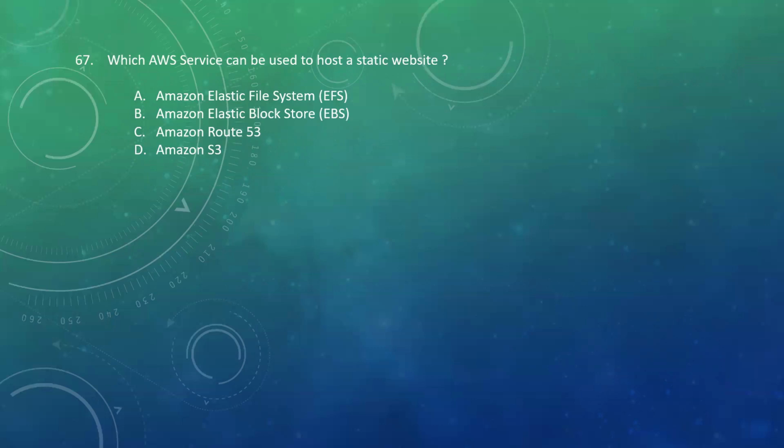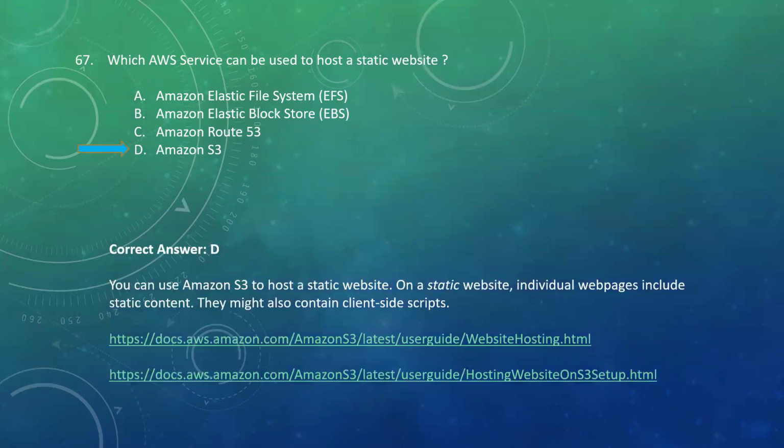So the right answer is option D, Amazon S3. You can use Amazon S3 to host a static website. On a static website, individual web pages include static content. They might also contain client-side scripts. You can refer to these links to understand more on how to host a static website on Amazon S3.